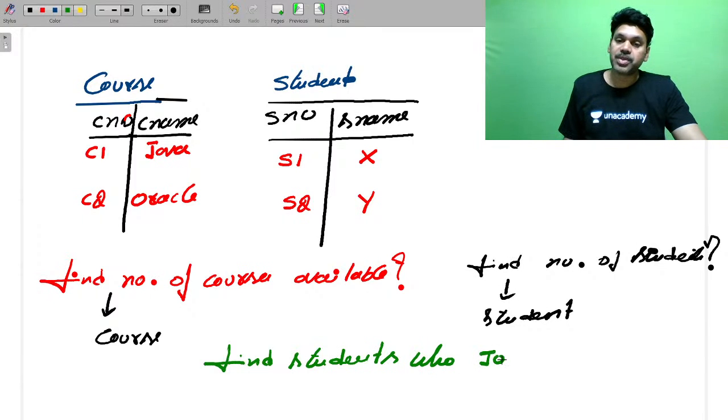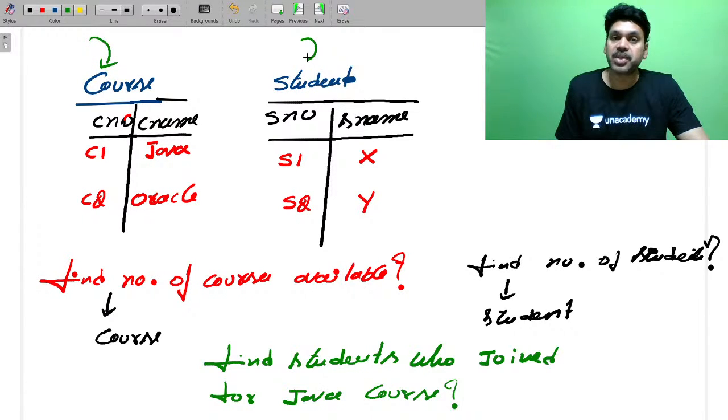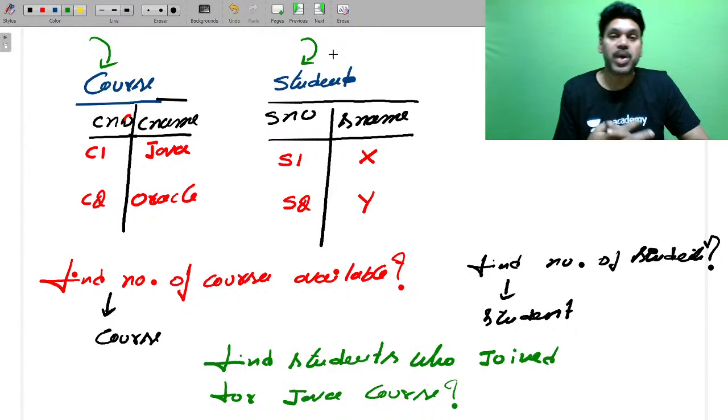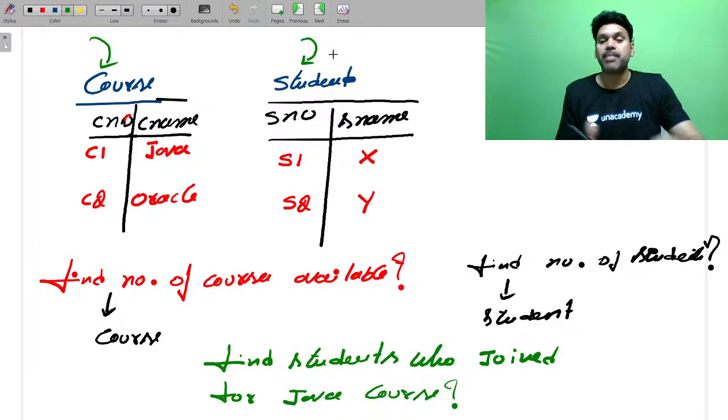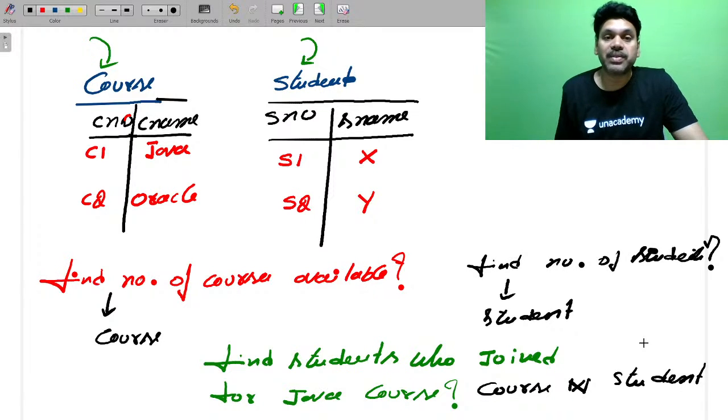Find students who joined for a course like Java. Now it is difficult. Why is it difficult? Because the course information is available in the course instance and the student information is available in the student instance, so you need to join or combine them. When you combine them, what is going to happen? I need some information from course and some information from student. When I combine both of them, it is going to give you a redundant set of results.